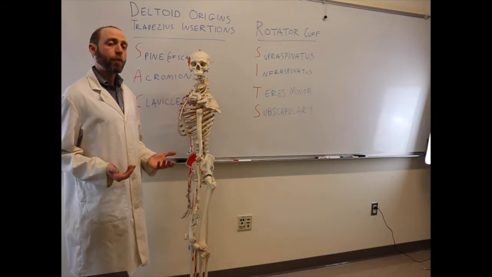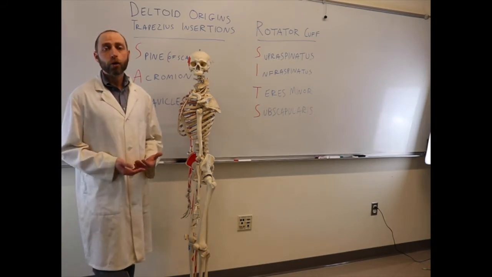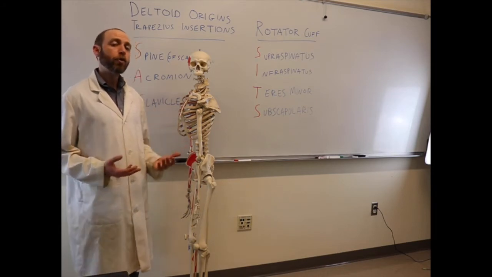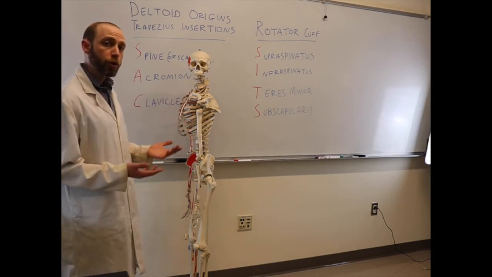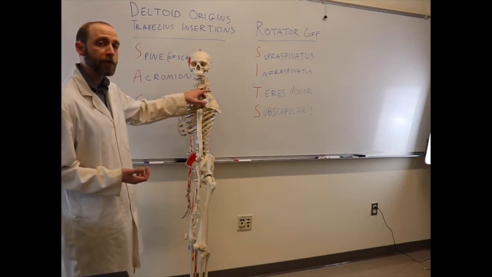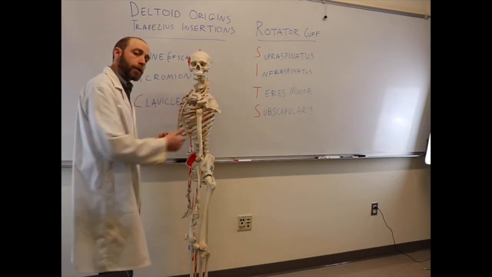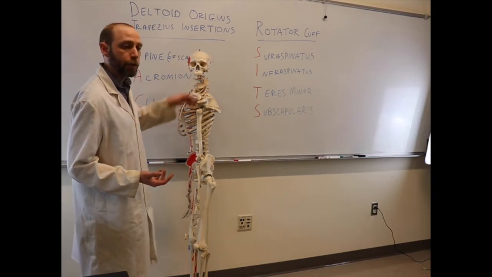Another useful acronym relates to the muscles of the rotator cuff, which allow for a wide range of motion at the shoulder joint. There are 4 of these muscles, and it's easy to remember them when we use the acronym SITS. S is for supraspinatus, so above the spine of the scapula. I is for infraspinatus, so below. Teres minor, and then subscapularis, the underside of the scapula.